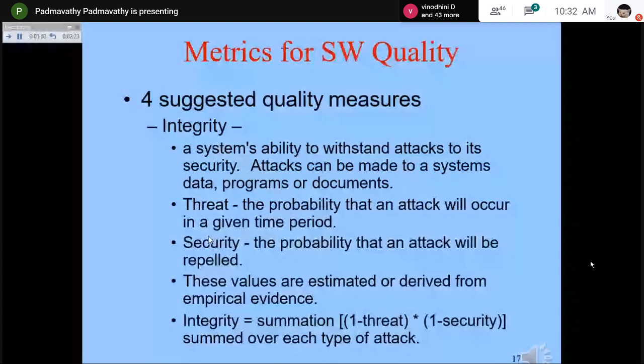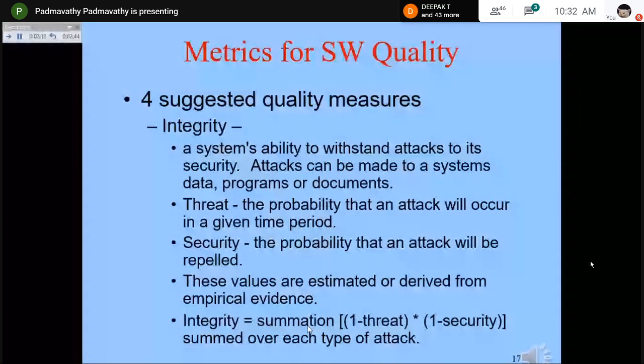So these values are estimated or derived from evidence. Integrity is the summation of 1 minus threat into 1 minus security. All these details you do not need; maybe from an exam point of view you can use this and write it in your theory, but it is not necessary for you.